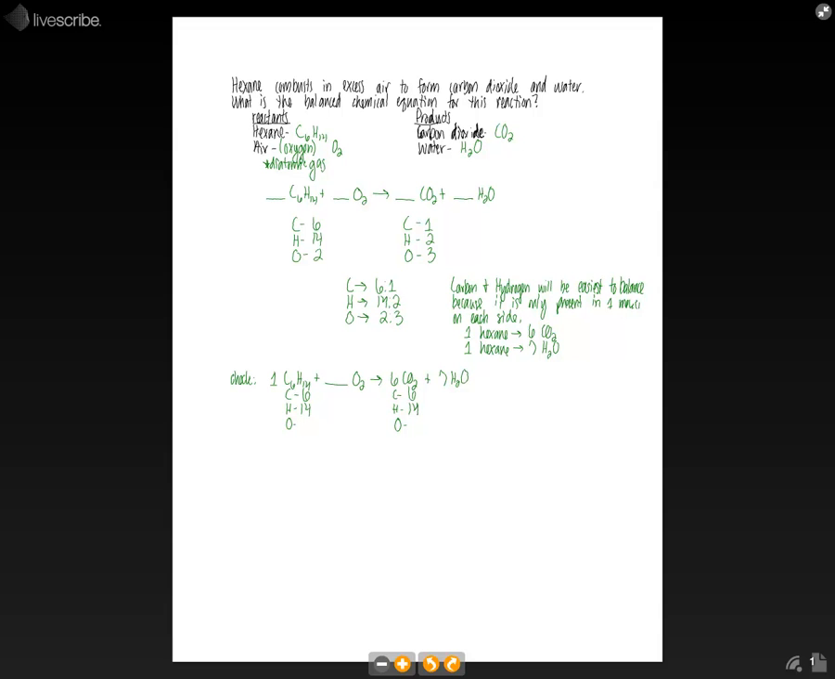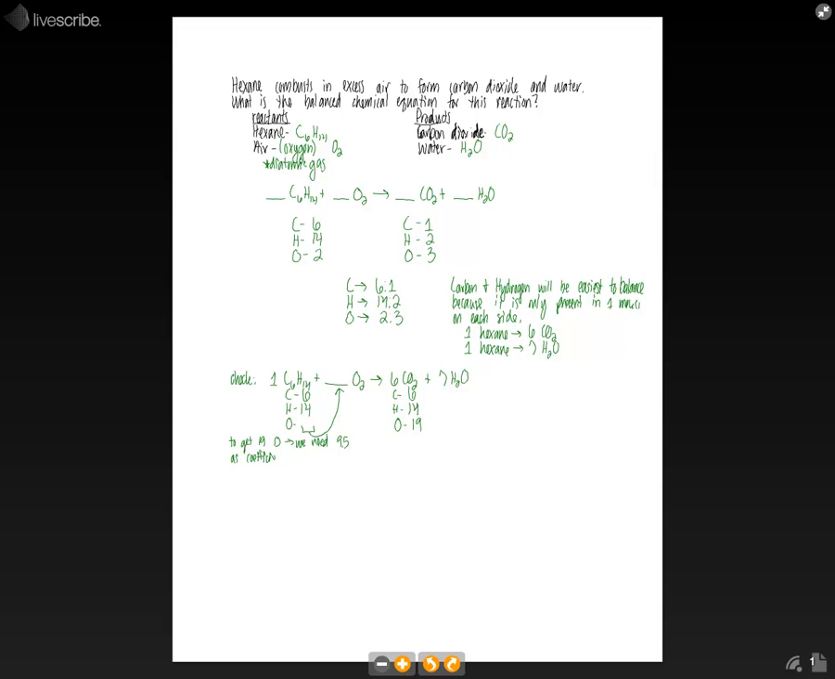On the right-hand side, we have a total of 19 oxygen. To get 19 oxygen on our left-hand side, we need 9.5 as our coefficient in order to get that 19 oxygen, because the value of our oxygens directly relates to that coefficient.